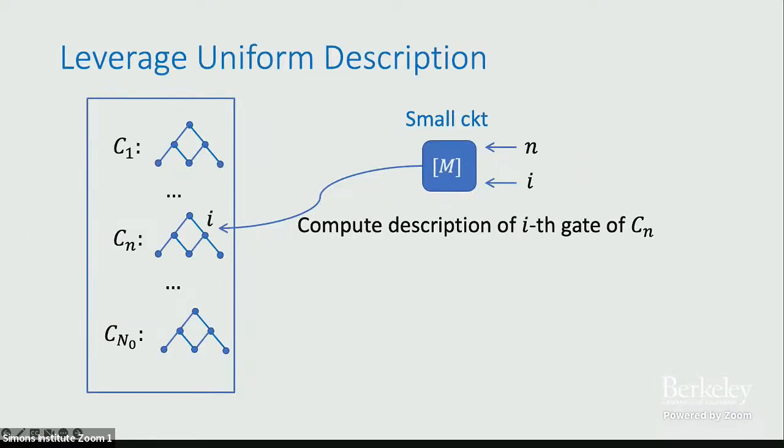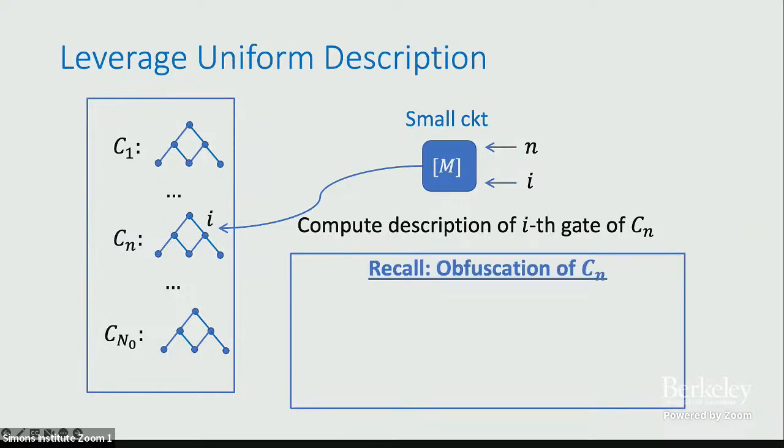To make this obfuscation efficient, we are going to leverage the uniform description of these circuits from C1 to C N0. The idea is that since all of those circuits are generated by this Turing machine, there exists a very small size circuit that takes the input length n and the index i, and outputs the description of the i-th gate in the circuit Cn. So now we can use this small size description circuit to generate the obfuscation of Cn.